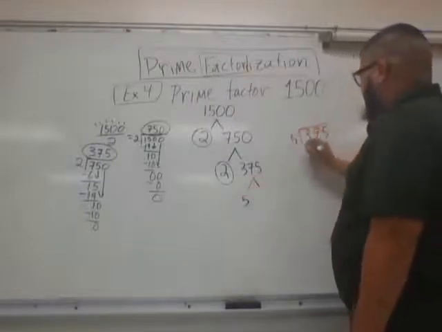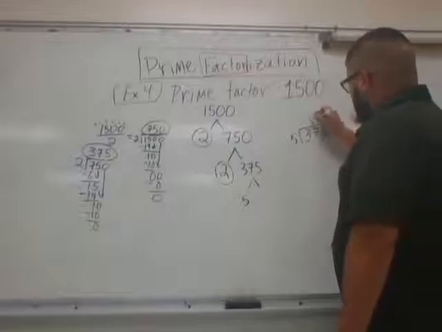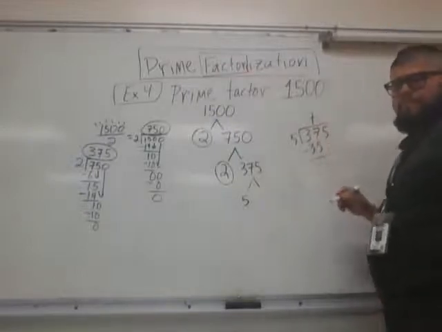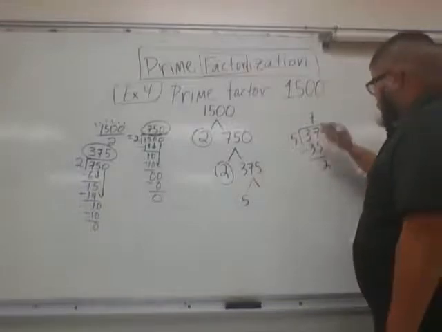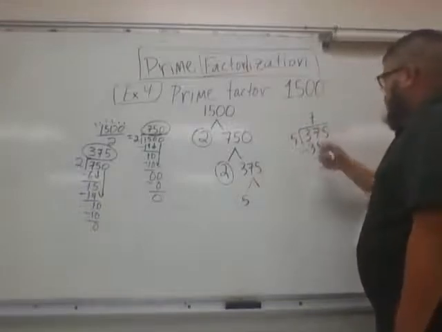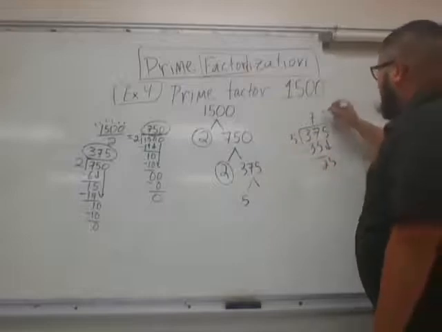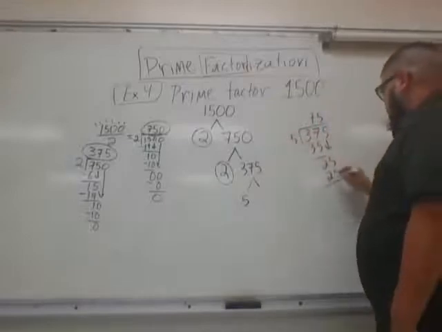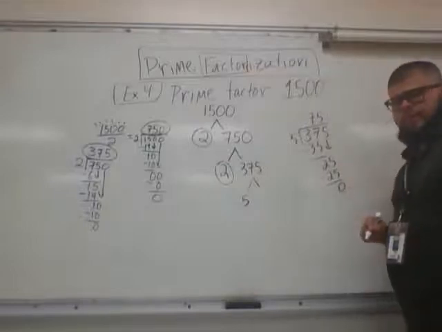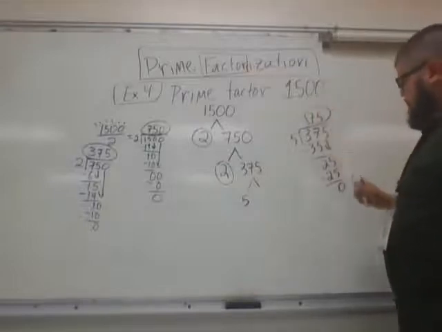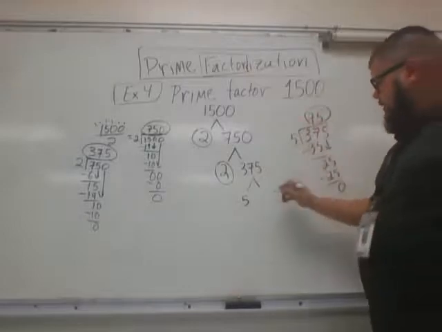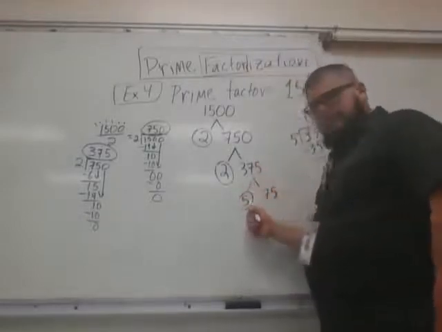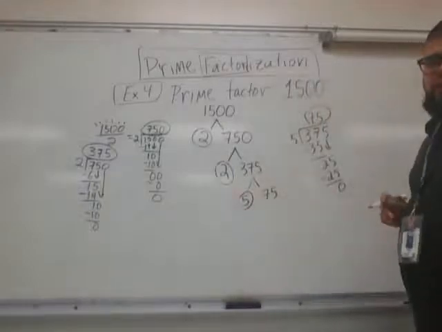5 into 3, we can't. 5 into 37, yes, 7 times. 5 times 7 is 35. And then 37 minus 35 is 2. Bring down this 5. 5 into 25, 5 times. 5 times 5 is 25. 25 minus 25 is 0. Okay, so we end up with 75. That means 5 times 75 is 375. And we know 5 is a prime number. Now we have to work on the 75.